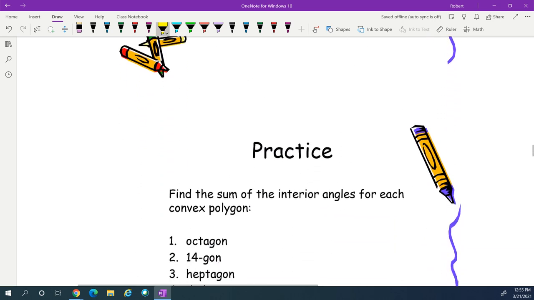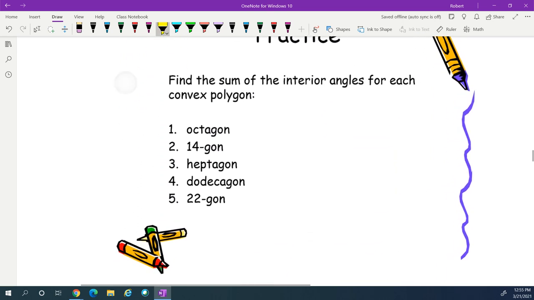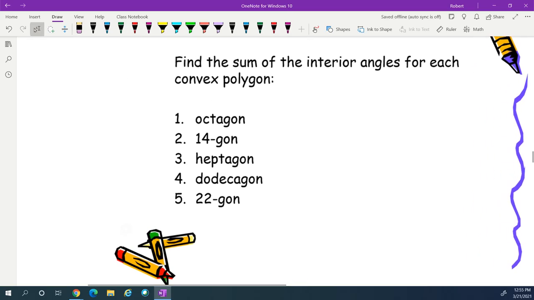So we're going to do a little practice with that. Not going to do every question, just a couple to show you. An octagon means 8 sides. So the sum of the interior angles is 8 minus 2 times 180. 8 minus 2 is obviously 6, times 180, and we get 1080 degrees for the sum of the interior angles.